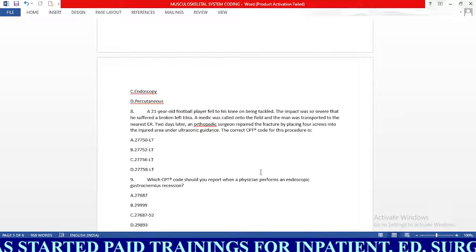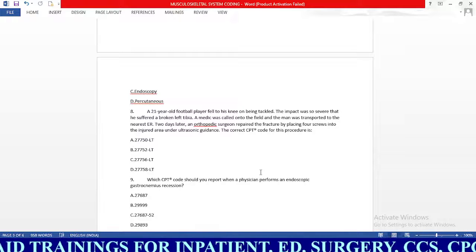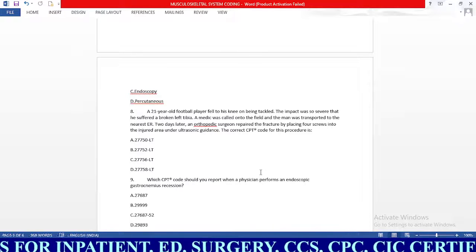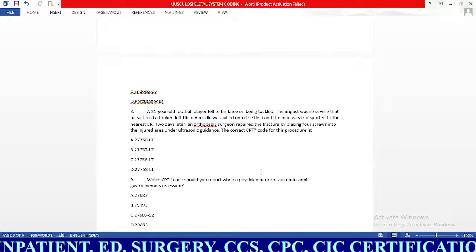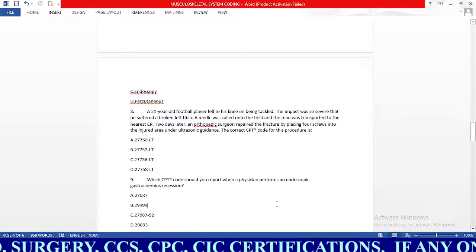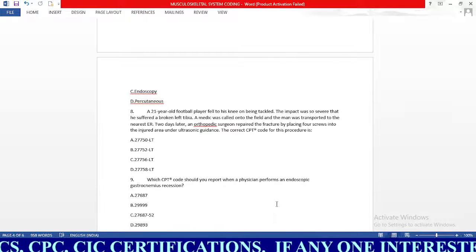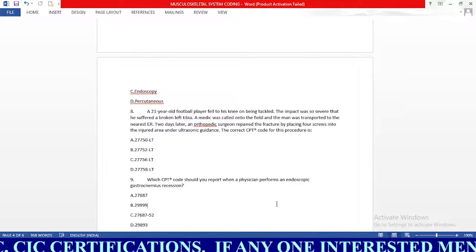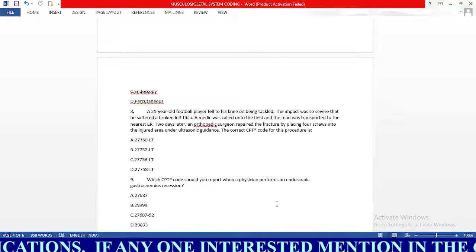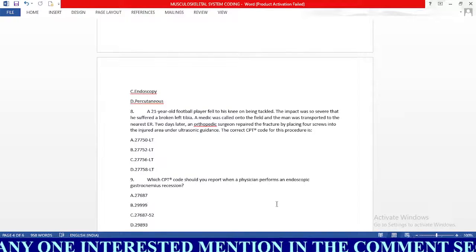So we will discuss here which CPT code should you report when a physician performs an endoscopic gastrocnemius recession. What is our keyword here? Our keyword is endoscopic procedure. You need to remember this is an endoscopic procedure. So we will check A, 27687. What is 27687? It is a gastrocnemius recession, which is an open procedure. There is no mention of endoscopy in the code description of 27687. So we will eliminate answer A.